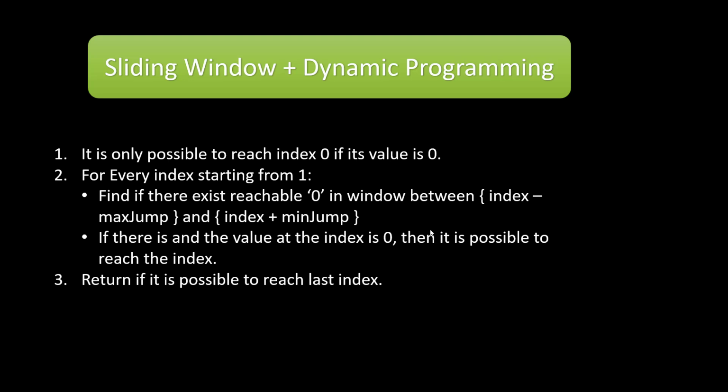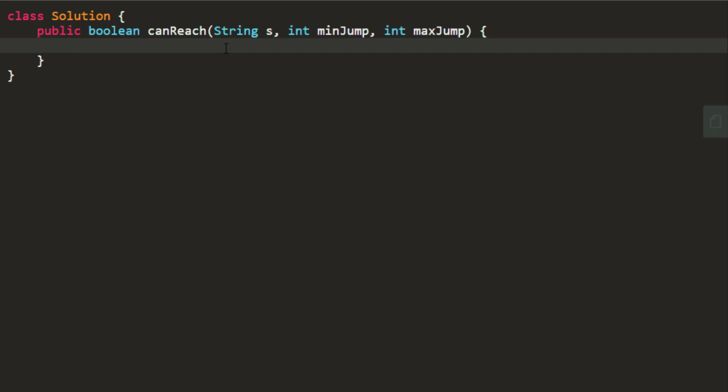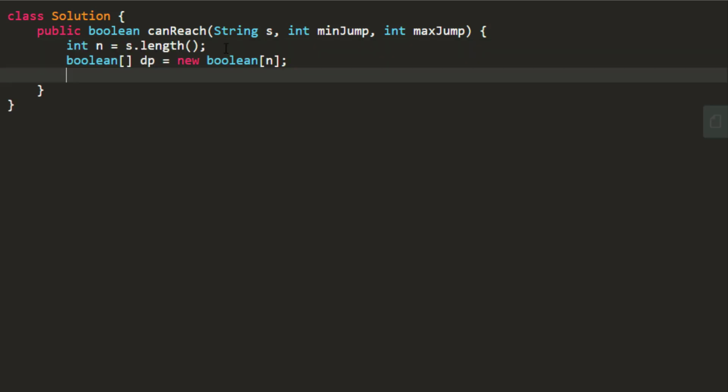As always, I'll recommend you to solve this problem on your own with the explanation that we discussed. And if you face any issue, you can always come back to the video. Now it's time to code this particular approach. As discussed, we would need an array to store the intermediate results, and the length of the array will be equal to the length of the string given to us. We'll convert the string into a character array.